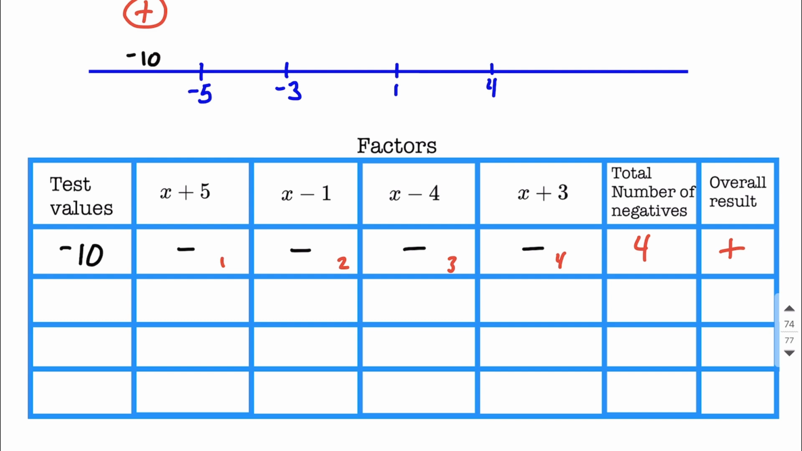Now we just repeat this process multiple more times. We need some value between negative 5 and negative 3. Well, negative 4 is a pretty good value there. And then we'll quickly just test this, right?